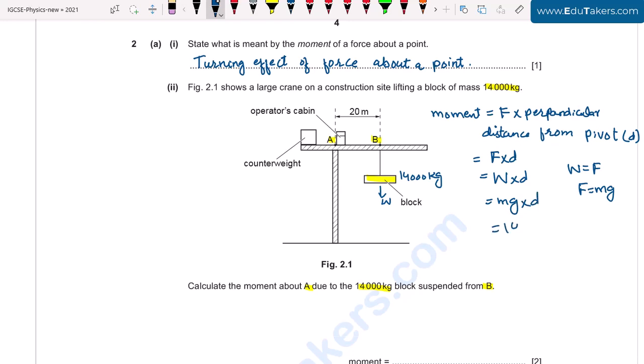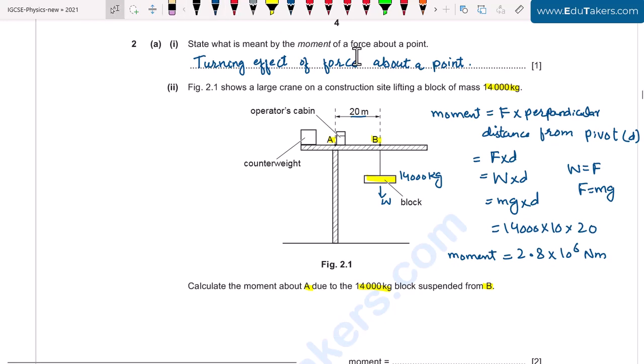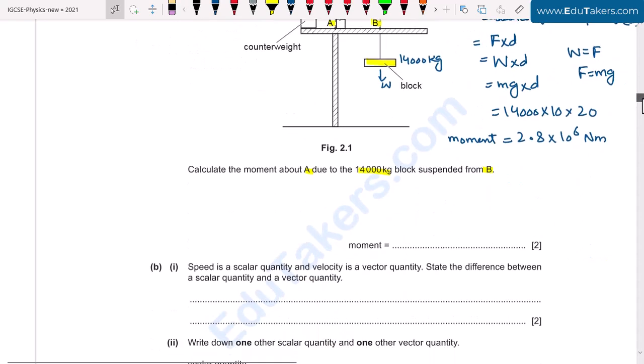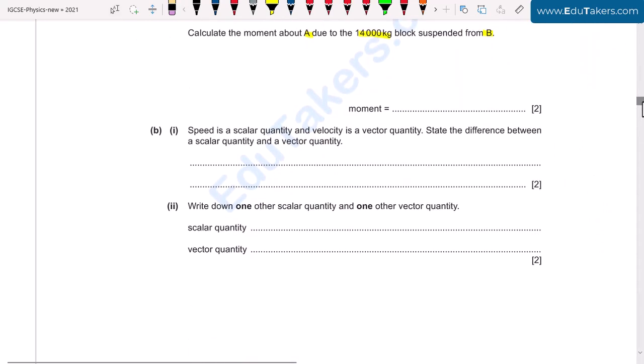Mass is given, that is 14,000, and the value of g is 10, and the distance between the points A and B is 20 meters. So I write here 20, and the moment comes to be 2.8 into 10 to the power 6 Newton meter. It's the value of the moment about point A that is produced due to the block. So I write here, moment is equal to 2.8 into 10 to the power 6 Newton meter.